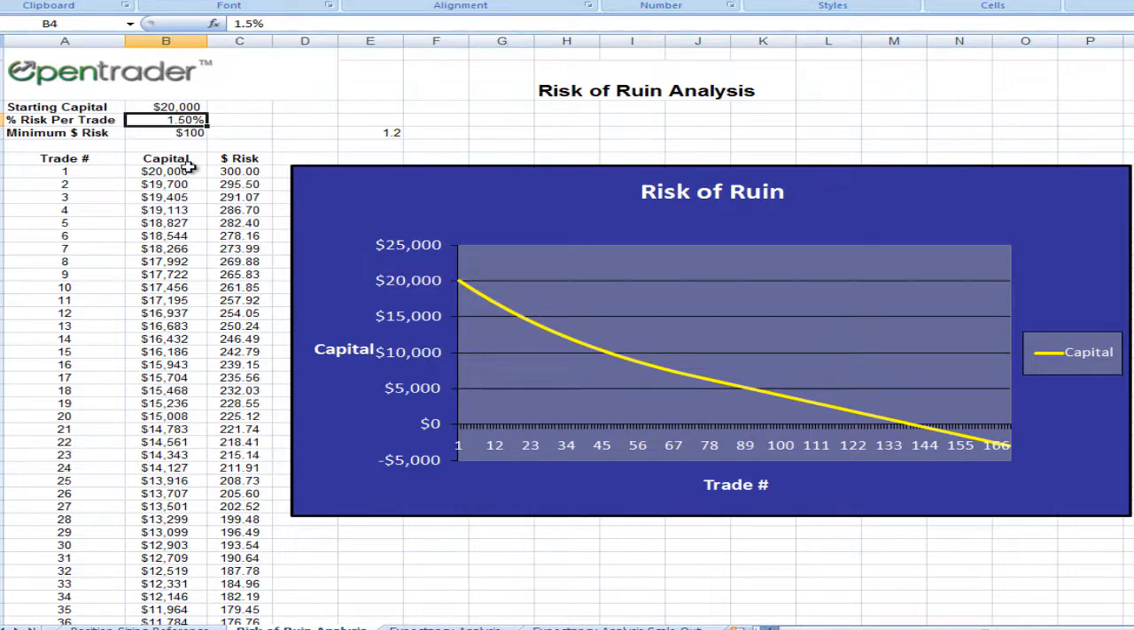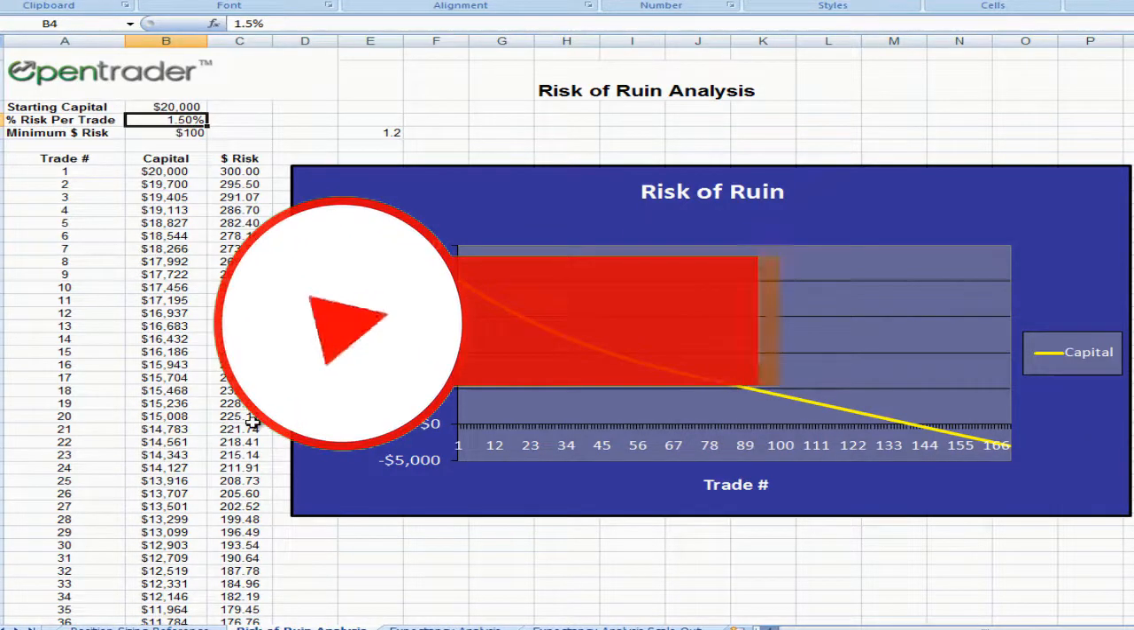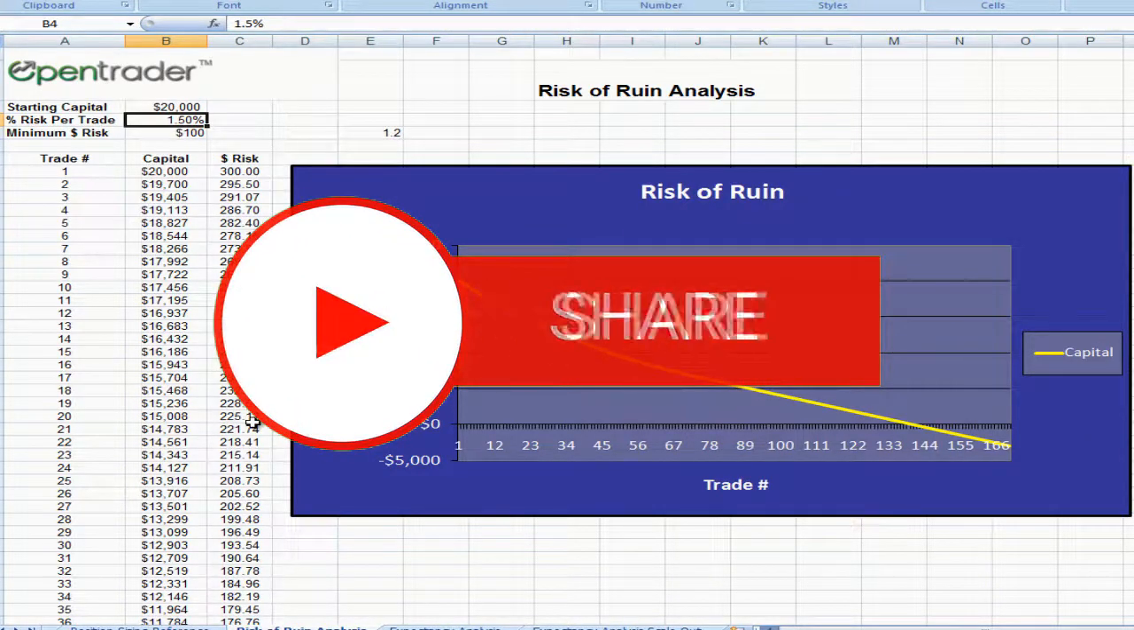So I hope this has helped. Download this spreadsheet, use it, play around with some numbers, see how it affects your own account, put your own capital in here, put your own risk per trade, and see what happens. Okay, so do that and then continue with the sessions.